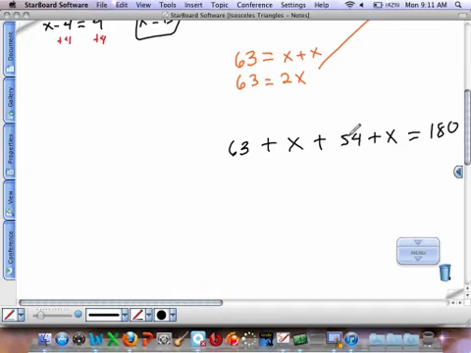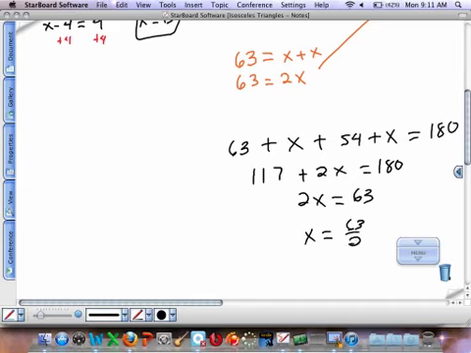63 plus 54, 117 plus 2x is 180. And wow, look at that. X is again 63 halves.